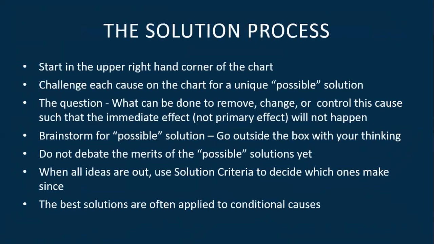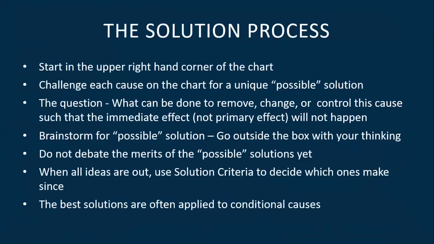From there, you're going to challenge each cause on that chart for a unique possible solution. We're going to ask the question, what can be done to remove, change, or control this cause such that that immediate effect, not the primary effect, but the immediate effect will not happen again? We want to brainstorm for the possibilities. Get outside the box with your thinking and come up with some creative ideas. We don't want to have a debate on the merits of these possible solutions yet. It's too early in the process.